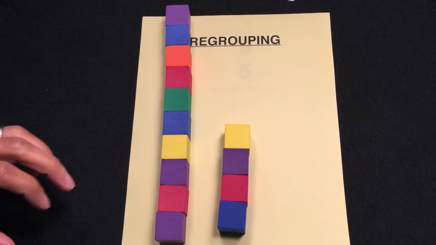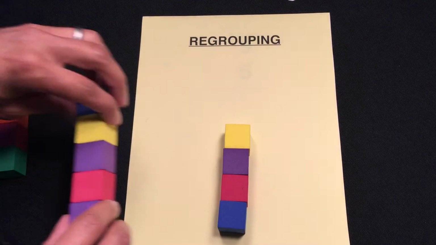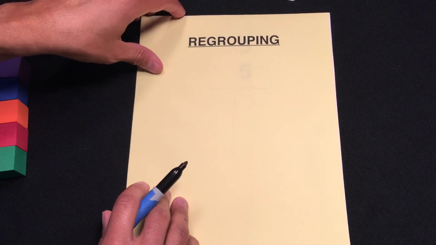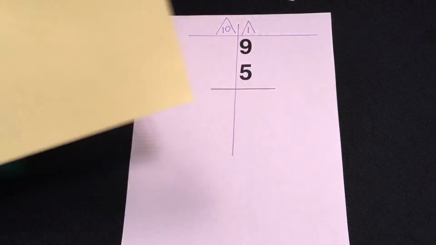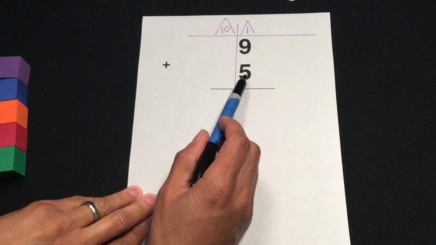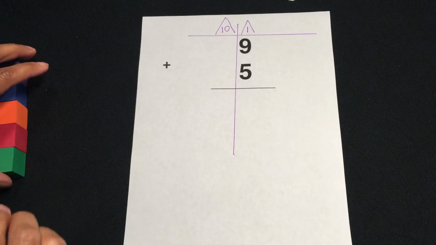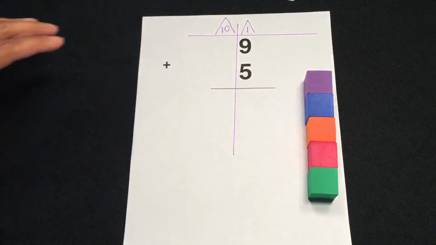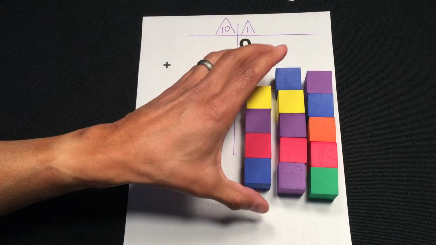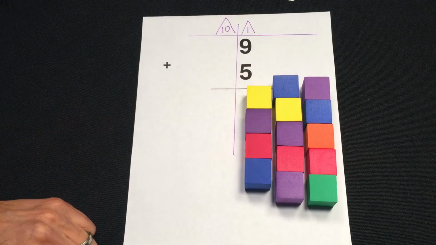Okay, so that's regrouping. So what we're going to do is take a look at an actual problem and see how this works, because we can describe it, but let's look at a real problem. So we're going to take 9 plus 5, and as you know, that equals 14. And so we would have 14 ones. So that's 14. 9 plus 5 was 14 blocks, or 14 ones.